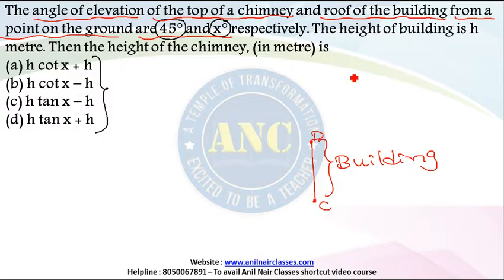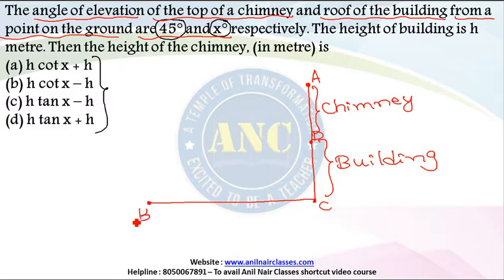So the angle of elevation of the top of the chimney, there is a chimney here. This chimney I will name as AD, right? I hope you are understanding, sir. Chimney I will name as AD, from the roof of the building, from a point on the ground. There is a point which is on the ground. This is the horizontal level. I will name it as B so that it becomes triangle ABC.